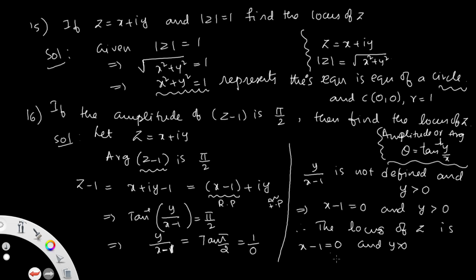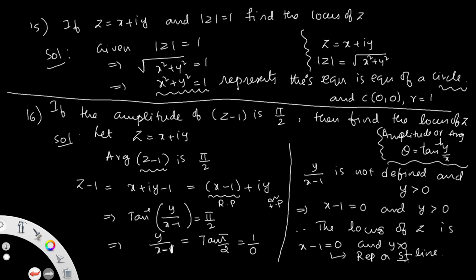This equation represents a straight line, x equal to 1. So the amplitude of z minus 1 is pi by 2, find the locus of z. That's what he's asking, the question is like that. Amplitude or argument, both are the same. That is why we take it as: let the number be z equal to x plus iy, where z minus 1 equals x plus iy minus 1. This is the real part, and y is the imaginary part.